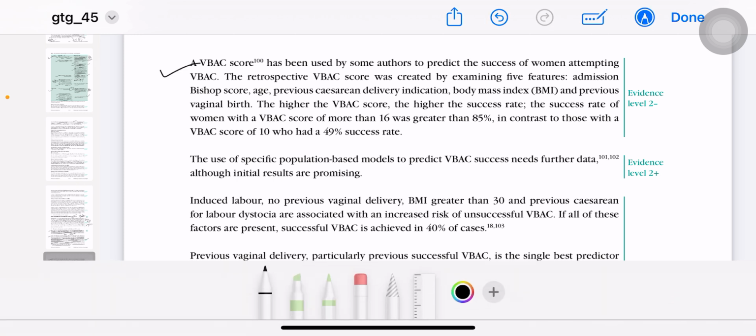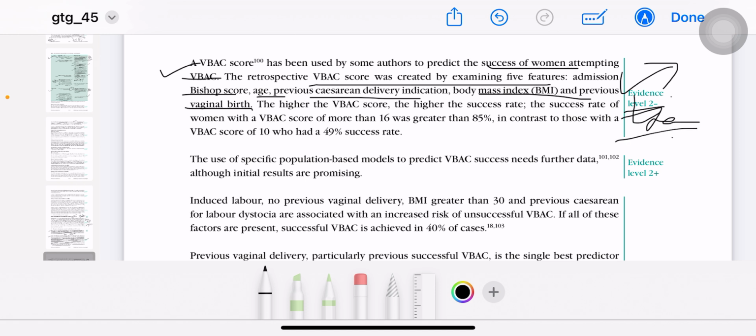A VBAC score has been proposed by some authors to predict the success of women attempting VBAC. The retrospective VBAC score included five features: admission Bishop score, age, previous cesarean indication, BMI, and previous vaginal birth. These are the important things you have to consider while examining and counseling the patient. So you have the admission Bishop score, her age, the indication for her previous cesarean delivery, her BMI, and whether she has a previous vaginal birth or cesarean section. The higher the VBAC score, the higher the success rate.